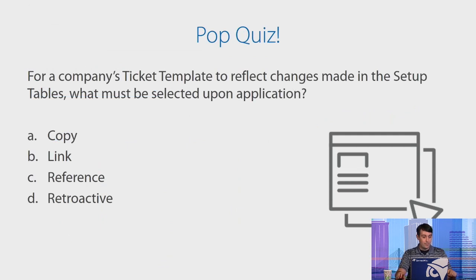All right, time for a pop quiz. For a company's ticket template to reflect changes made in the setup tables, what must be selected upon application? So what are we selecting when we're applying it to a company itself? Let me see what you think in my answer pod. You guys are slower on this one. That's all right. Take your time, think it over.